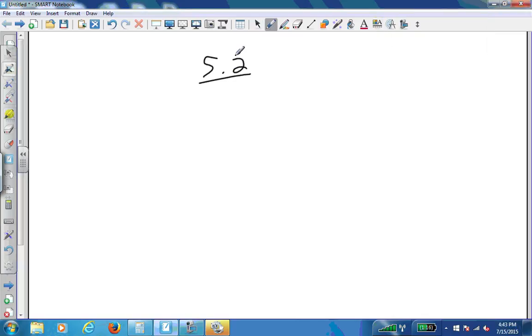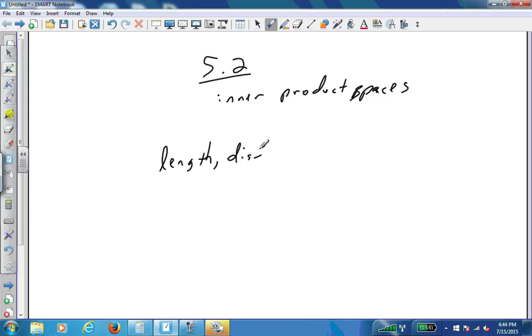Here in 5.2, we're going to introduce inner product spaces. In the previous section, 5.1, when we talked about dot products, we talked about things such as length of a vector, distance, angle between vectors, and all of those things could be calculated.